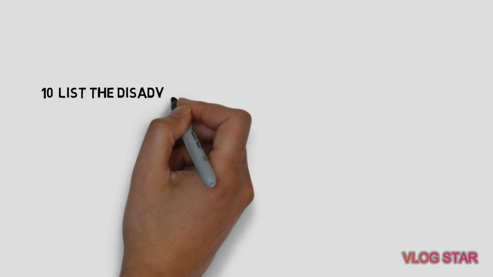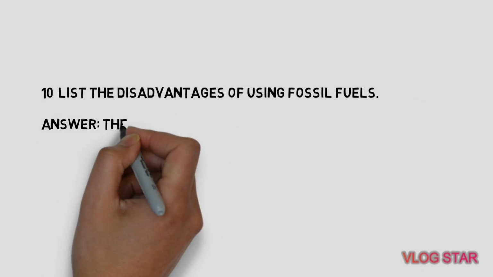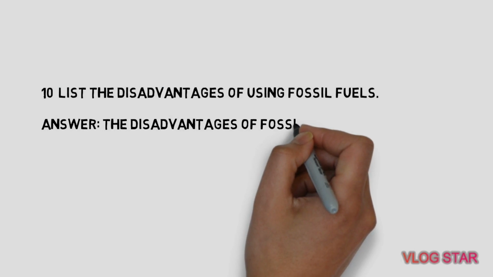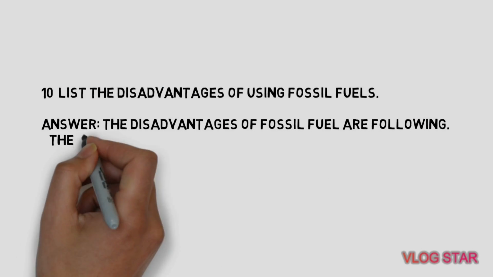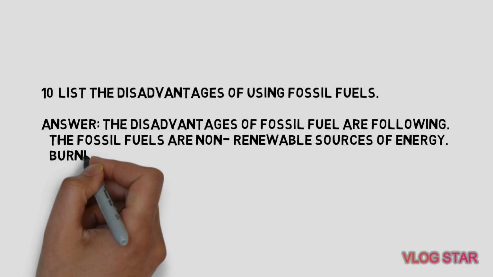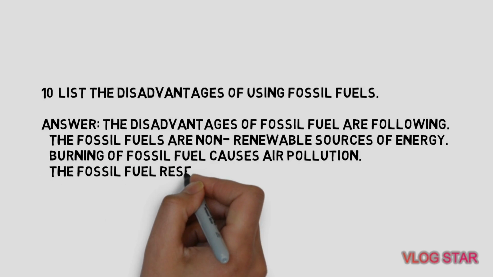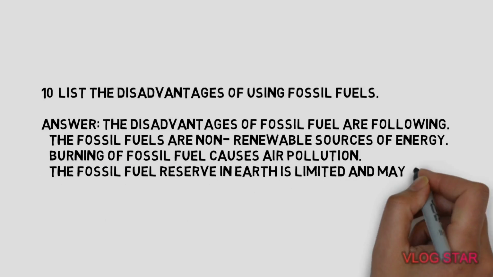10. List the disadvantages of using fossil fuels. Answer: the disadvantages of fossil fuels are the following. The fossil fuels are non-renewable sources of energy. Burning of fossil fuel causes air pollution. The fossil fuel reserve in Earth is limited and may get exhausted soon.